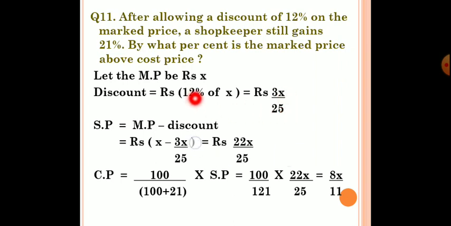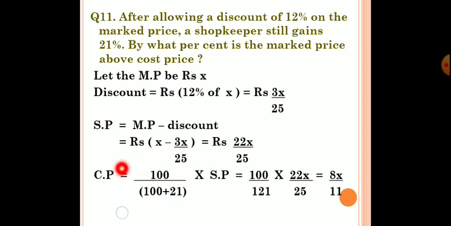Now, solving this, 12 by 100 into x, we have reduced this 12 and 100. So, further we will get the solution to be 3x by 25. Now, selling price equals marked price minus discount. So, that is equal to rupees x minus 3x by 25. Taking the LCM to be 25, in the numerator we'll have 25x minus 3x. So that is equal to 22x divided by 25.